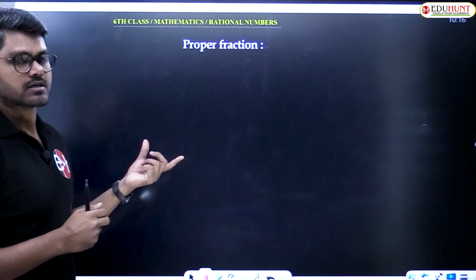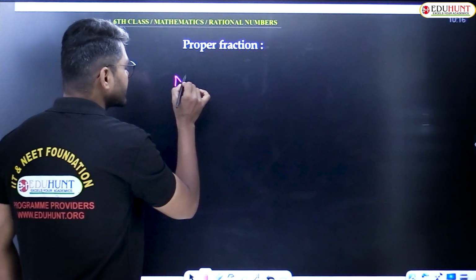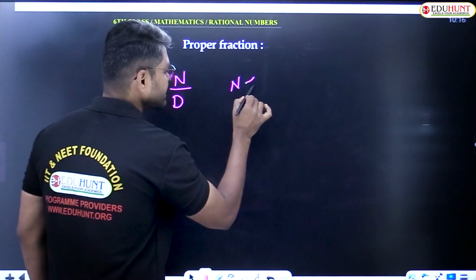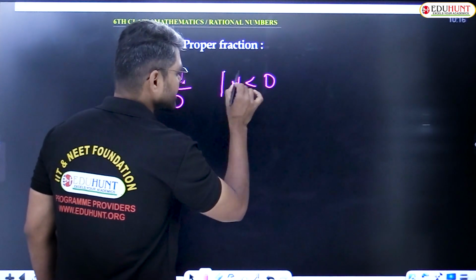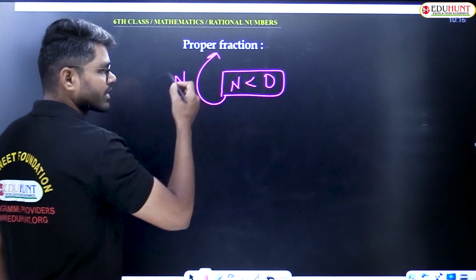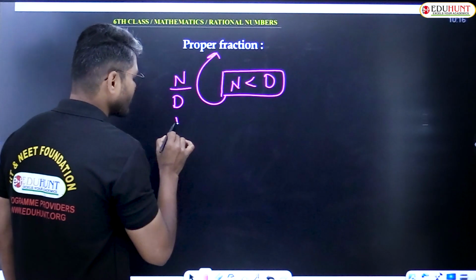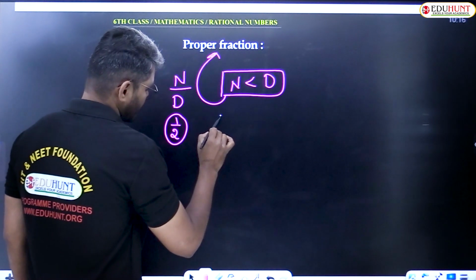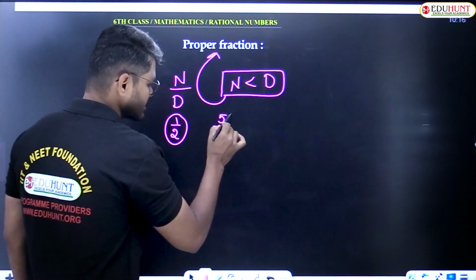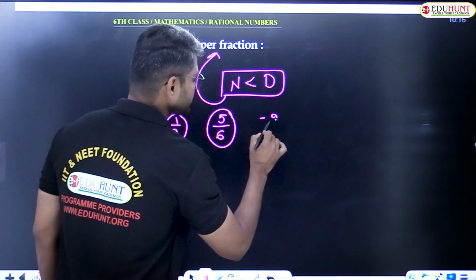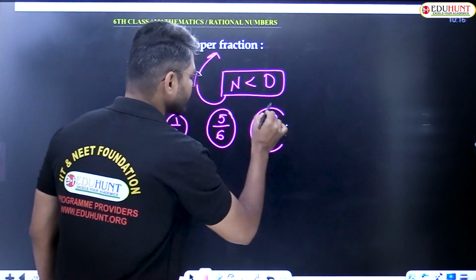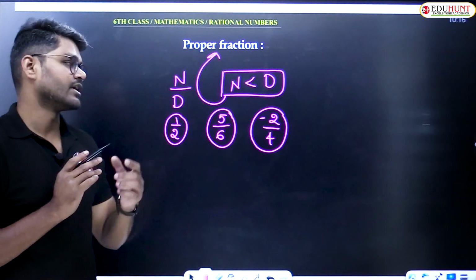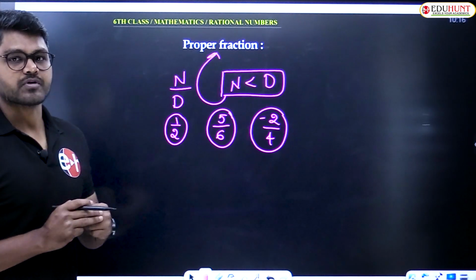What is a proper fraction? Numerator and denominator both are there. If the numerator is less than the denominator, then that fraction is called a proper fraction. Let us take simple examples. 1 by 2 is a proper fraction. 5 by 6, this is a proper fraction. Minus 2 by 4, this is a proper fraction. In all these fractions, the numerator is less than the denominator. These are called proper fractions.